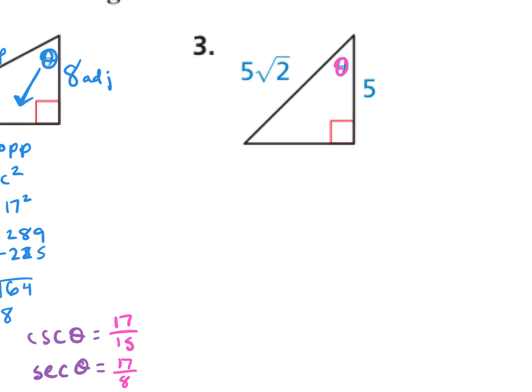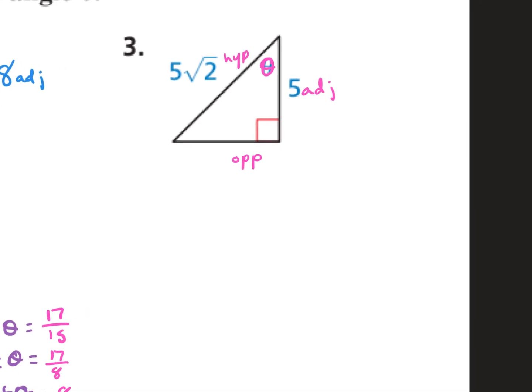So our theta's here. What would 5 be? 5 is adjacent. What is 5 square root 2? The hypotenuse. So we're missing the opposite. How do we find our opposite? Pythagorean Theorem. So we have 5 squared plus b squared, where b is the opposite, which we don't know, is equal to our hypotenuse squared, so 5 square root 2 squared.